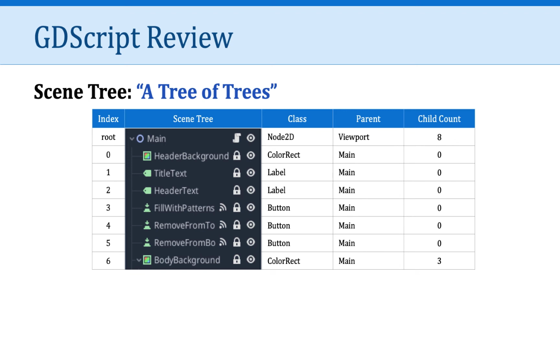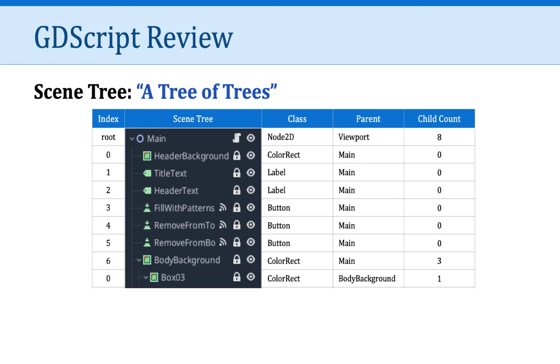Its type is color rectangle. Its parent is main, but it has children. And how many children does it have? Well, it has 3 children. So let's look at one of those children. At position 0 of body background is another color rectangle named box 3. The parent of box 3 is body background. Now, how many children does box 3 have? Well, it has 1 child, and here it is, label 2.